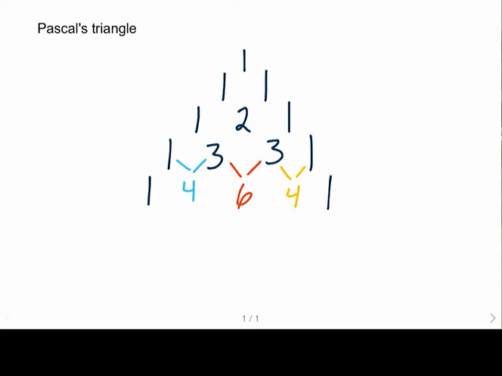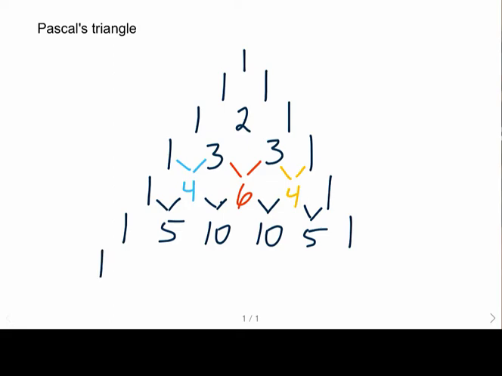And then the next row is going to be 1. And then we add 1 and 4 to get 5. 4 and 6 to get 10. And then 4 and 6 again to get another 10. And then 4 and 1 to get 5. And then 1. And so what do you think the next row is? It starts with 1 and then 6 and then 15 and then 20 and then 15 and then 6 and then 1. So there's some symmetry in the triangle.